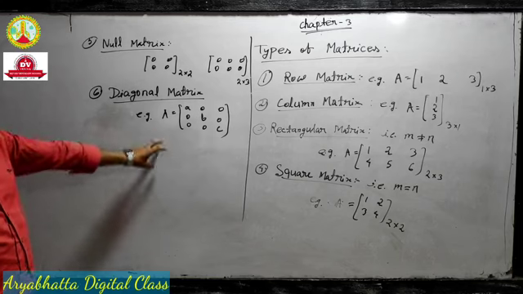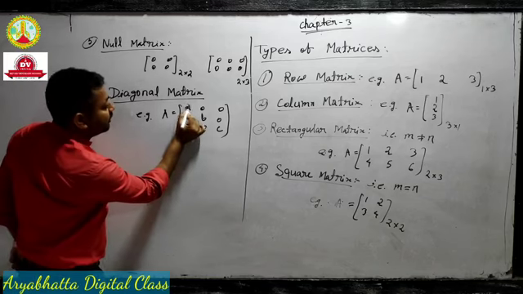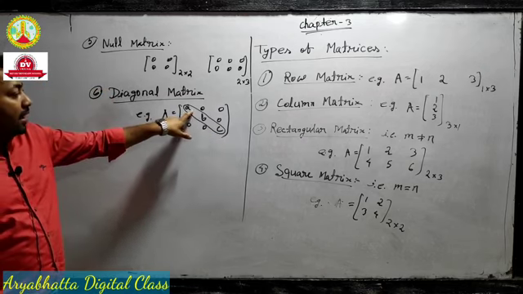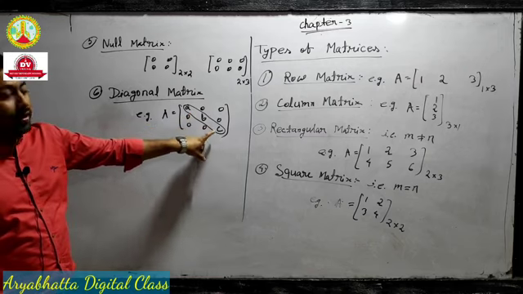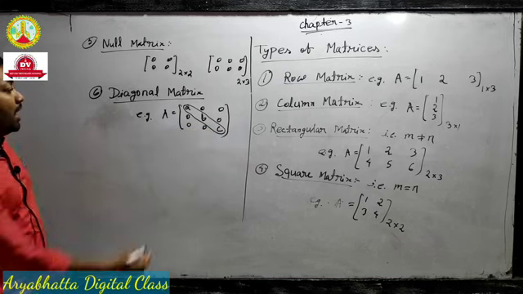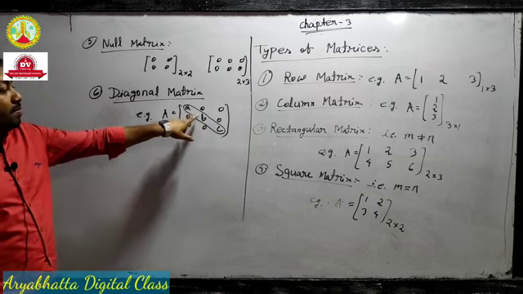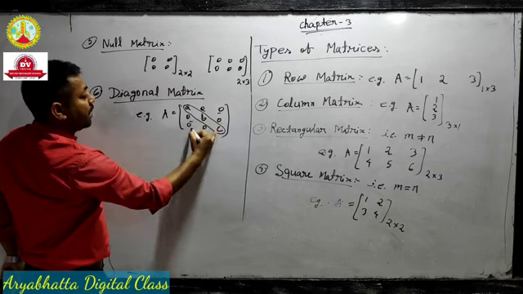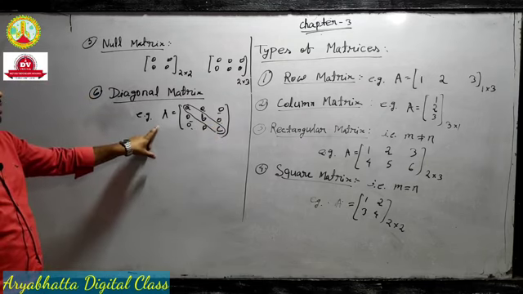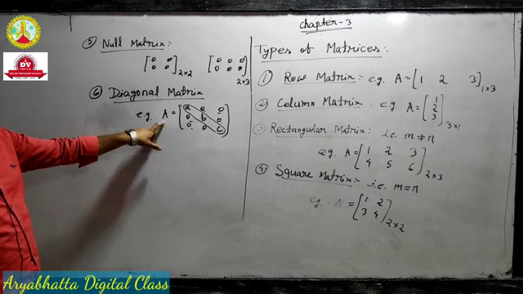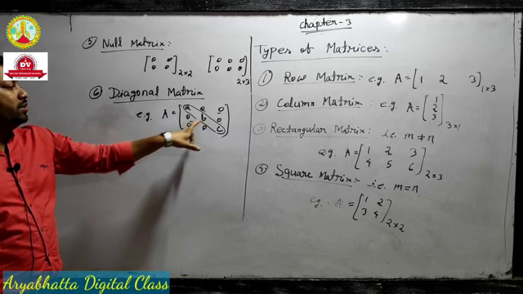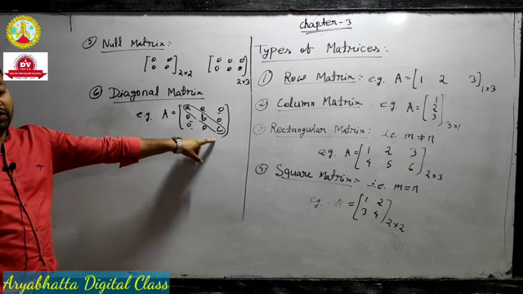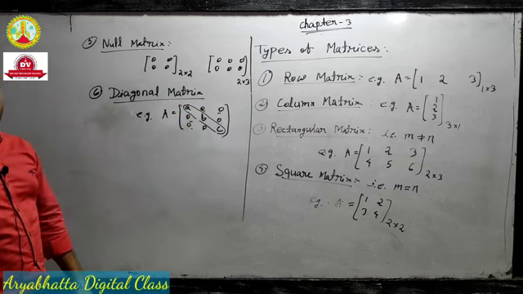A square matrix is said to be a diagonal matrix if the diagonal elements, this is called the principal diagonal, are non-zero. The diagonal elements here are A, B, C, and they are non-zero, and the non-diagonal elements are 0. That matrix is called a diagonal matrix. For example, A equal to A 0 0, 0 B 0, 0 0 C.